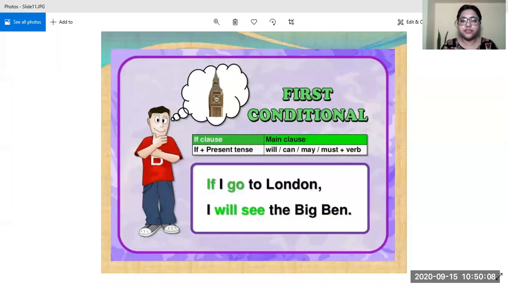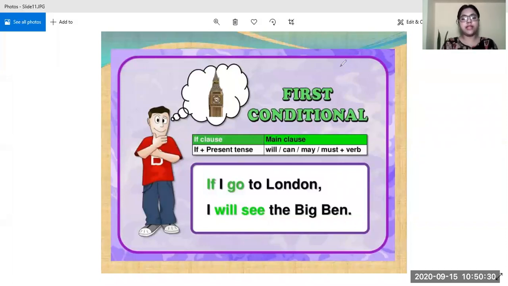What is the difference between the first conditional and the zero conditional? In the zero conditional, the main clause had the simple present tense, while in the first conditional, the main clause has the modals like will, can, must, may. And then these modals are followed by the verb.